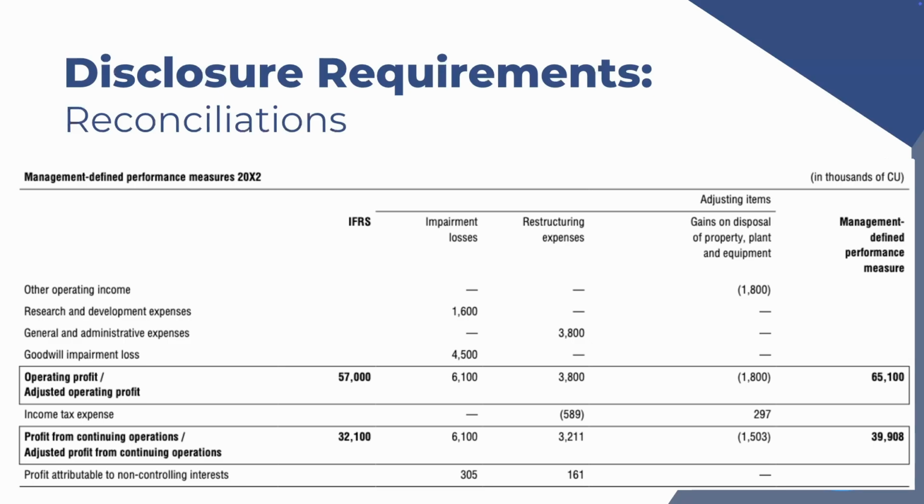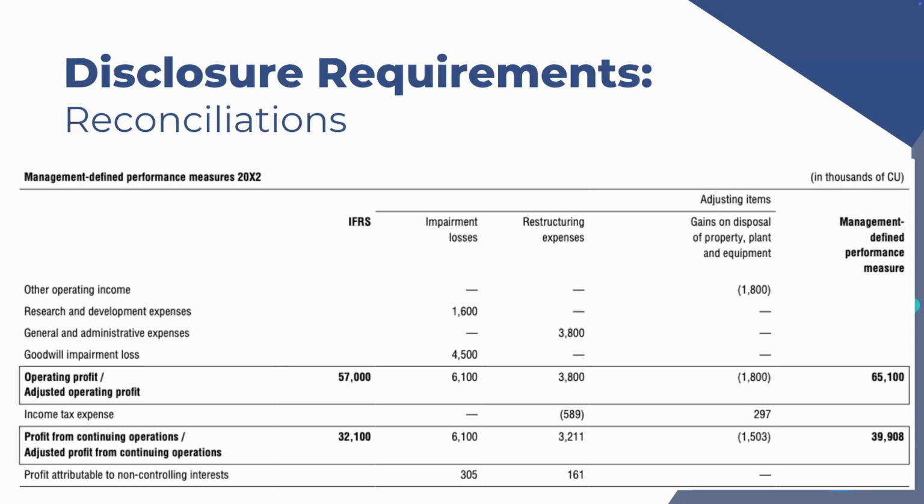This example that you see on the screen, this is what I was talking about. This is coming from the illustrative examples of the ISB. The MPMs that they have identified are the adjusted operating profit and adjusted profit from continuing operations. The closest subtotal or total from IFRS is the operating profit and profit from continuing operations. The last requirement that we need to put, apart from disclosing the aspect of financial performance that is being explained by the MPM and discussing the calculation methodology, is a reconciliation from the closest IFRS subtotal.